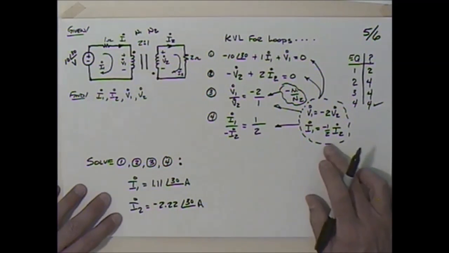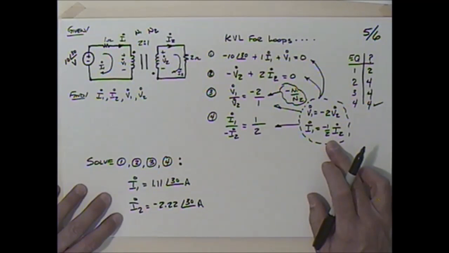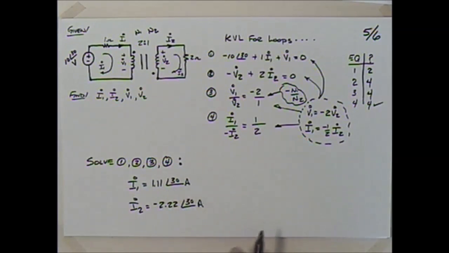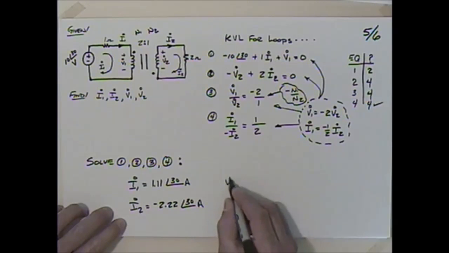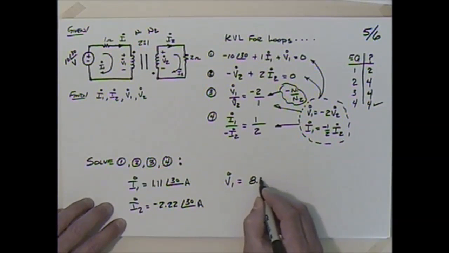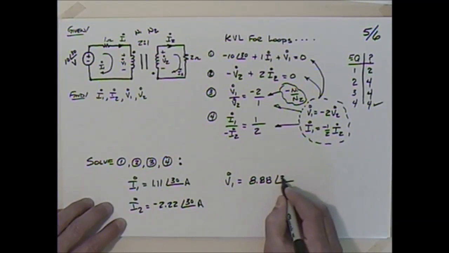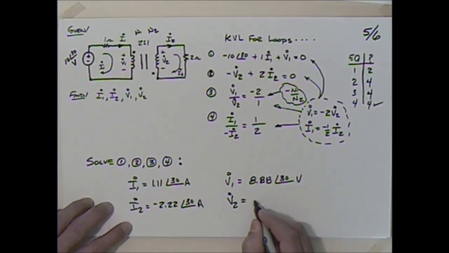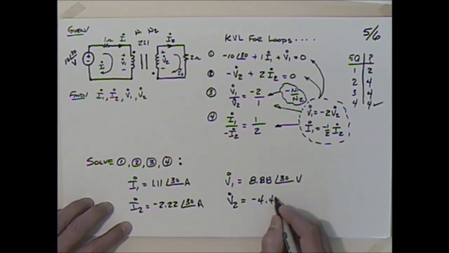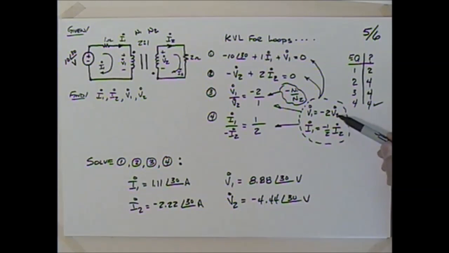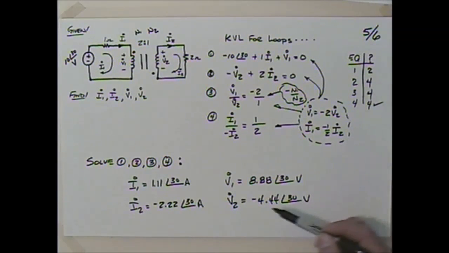Let's see, does that work with that equation? Yeah, that holds true. If I take I2 and I multiply by minus a half, I get that. Good. So then V1 is equal to 8.88 at 30 volts, and V2 would be equal to minus 4.44 at 30 volts. Let's see, does that hold true with that? I take V2, I multiply it by minus 2. We come up with that.